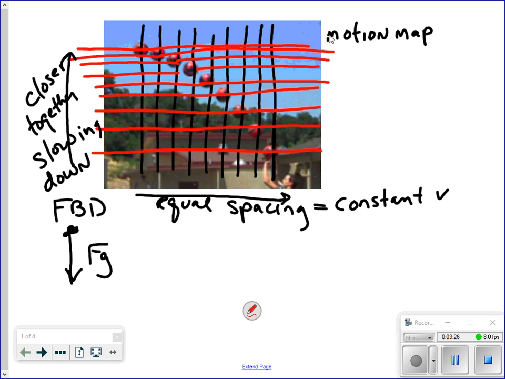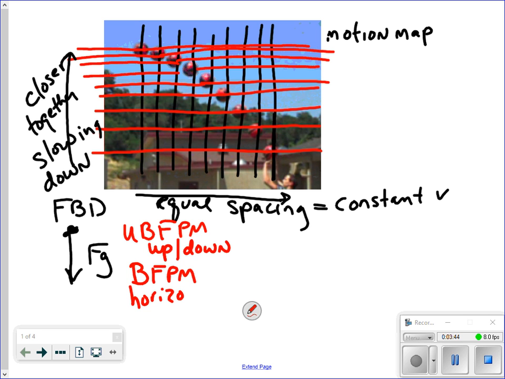So let me summarize that. So we have unbalanced forces, particle model, just in case you're wondering that's for, in the up-down or the vertical. And we have balanced forces in the horizontal. So these are our two types of motions that we have going on.